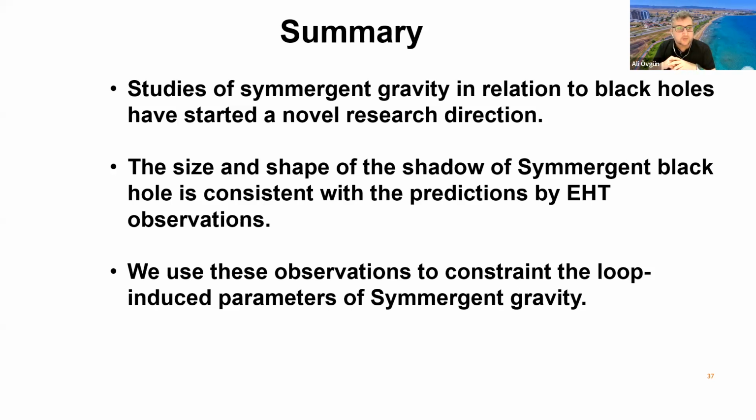And in our papers, we show that the size and shape of the shadow of the Symmergent black hole is consistent with the prediction by the Event Horizon Telescope observation. And we use this observation to constrain the loop-induced parameter of Symmergent gravity, and also constrain the number of bosons and fermions in the universe.